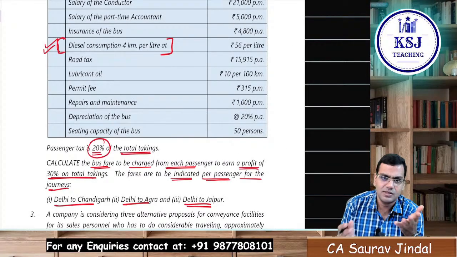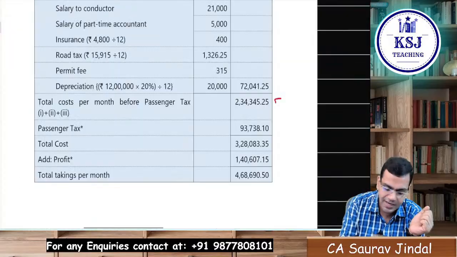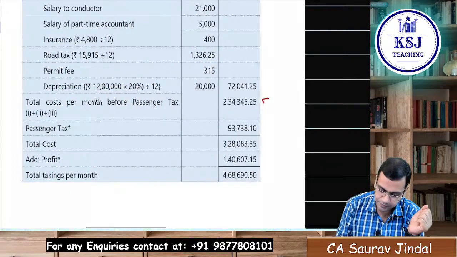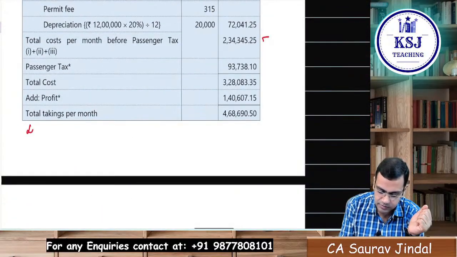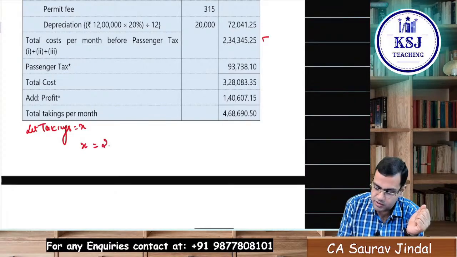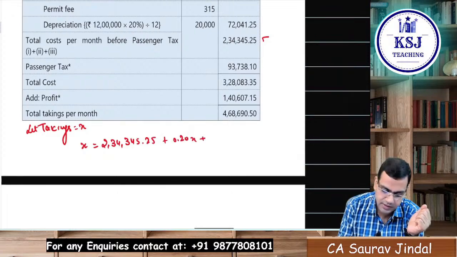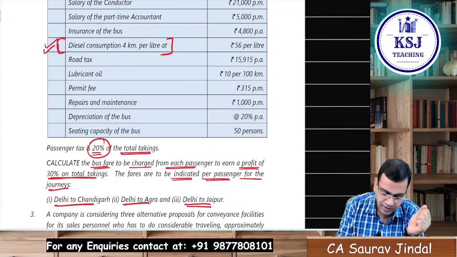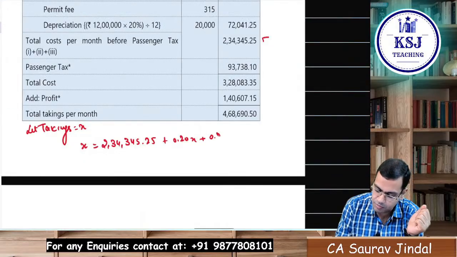20% of the takings. So you will have to assume the takings to be X. Let takings be X. So this X is equal to the cost, that is 2,34,345.25, plus passenger tax, that is 0.20x, plus the profit. Profit is 30% on the takings, 0.30x. From here you will calculate the value of X. That will come to this value.